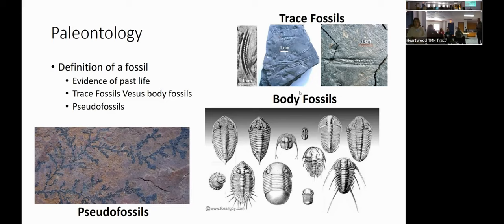Another one is foliation. If you have foliation in it, it probably is a metamorphic rock. If it looks like foliation, it may actually be sedimentation, but it usually is. The other thing is, let's see.